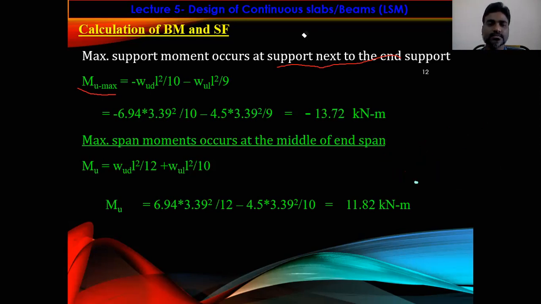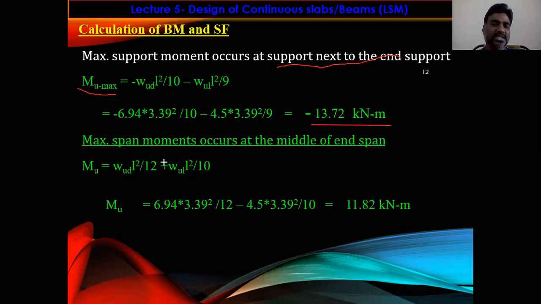Here the maximum is the negative bending moment, that is minus Wu L square by 10 minus Wu L square by 9. If you substitute the values, minus 6.94 into 3.39 square by 10 minus 4.5 into 3.39 square by 9, the maximum bending moment you will get is 13.72 kilonewton meter. This is hogging bending.